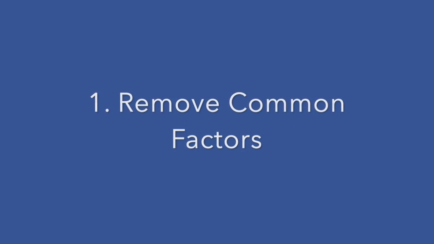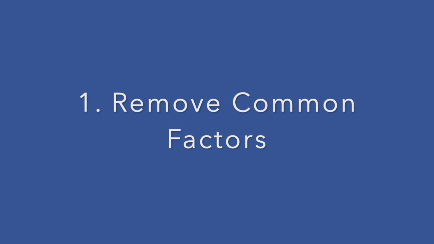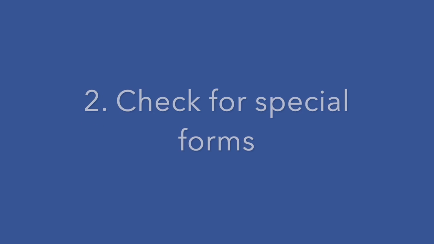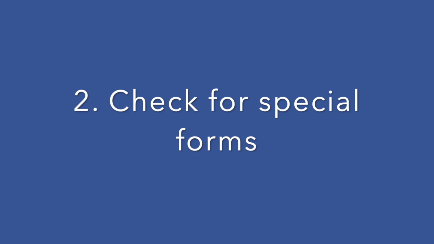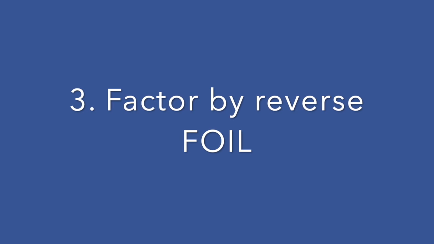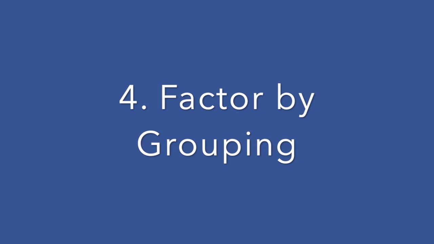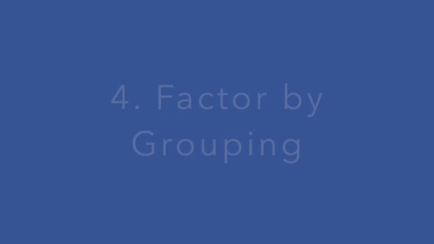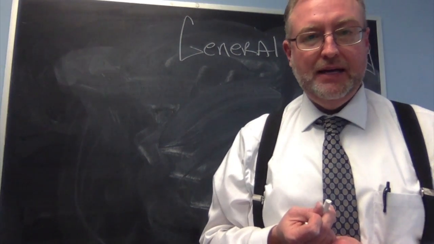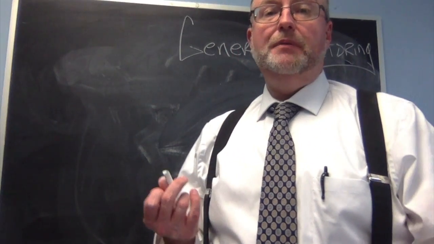Those 5 steps, you can see them with me. Number 1 says remove common factors. Number 2 says check for special forms. And then number 3, factor by reverse FOIL. Number 4, factor by grouping. Number 5, you can check it by expanding. All right, so they give you all kinds of illustrations, but the bottom line is this.